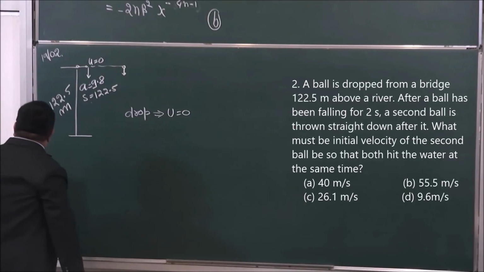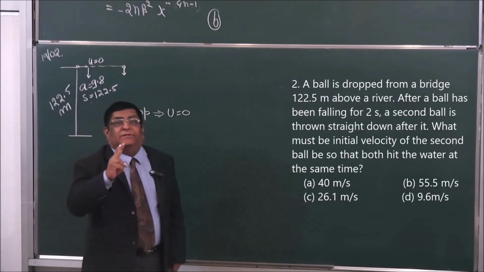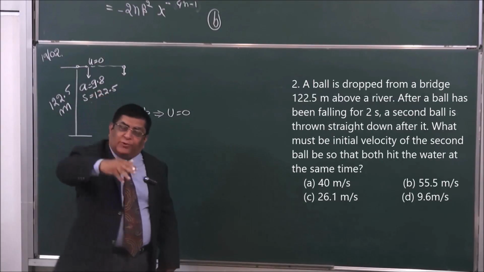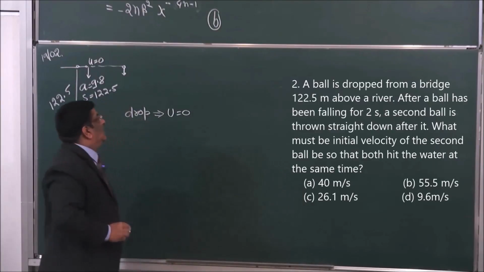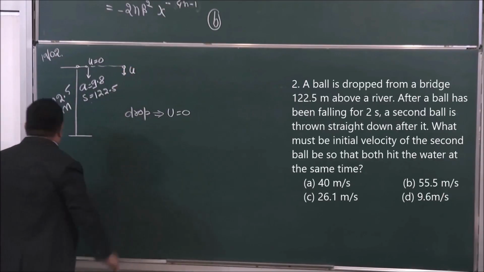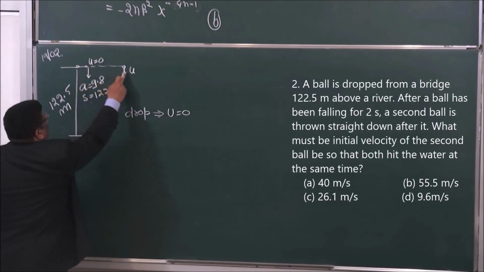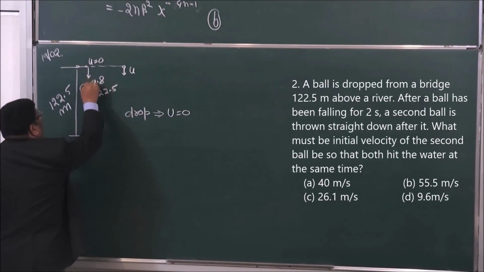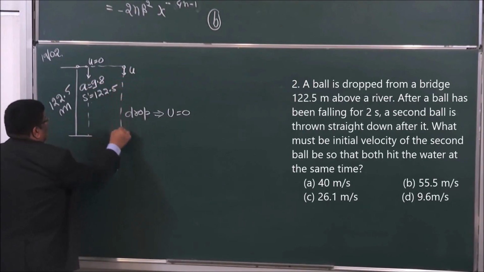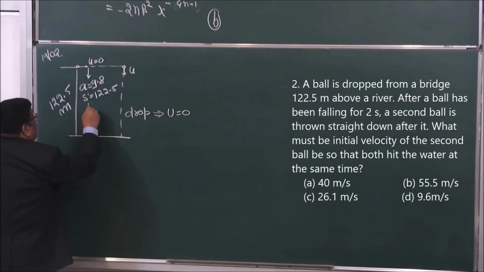A second ball is thrown. Here we have not used the word drop. We have thrown it, which means some initial velocity has been given to it. Let that velocity be u. We don't know how much time it takes after 2 seconds. This ball reaches here, and this ball also reaches here. Both balls are reaching here. This ball gets the time t to fall. How much time does this ball take?